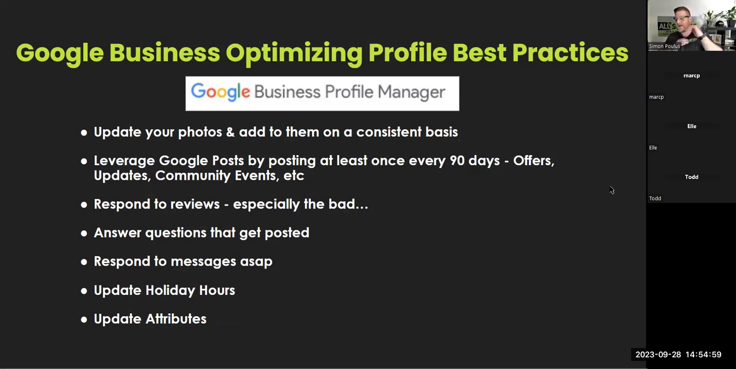So if you upload 100 images and then nothing for 6 months, you might see a jump in rankings, but then it'll sort of whittle away. The value of those images whittles away over time.